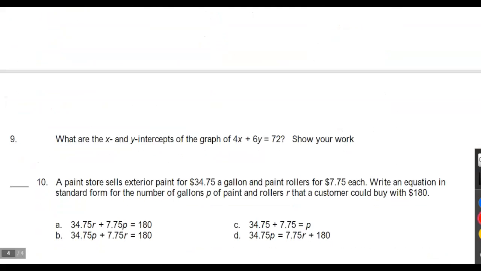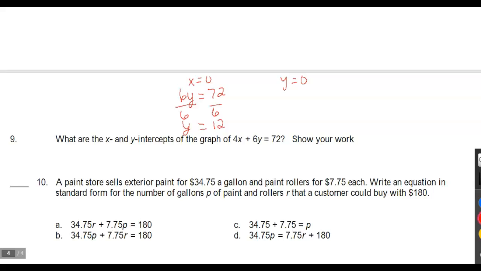Same thing, what are the intercepts here? So when x equals 0, when y equals 0. This is one where you guys are not showing your work. I don't care how easy it is. Show your work or you lose points on the test. So you show me that you divide by 6. And that is 12.